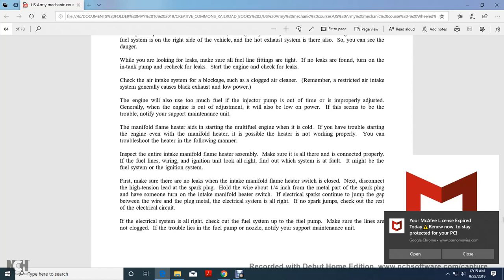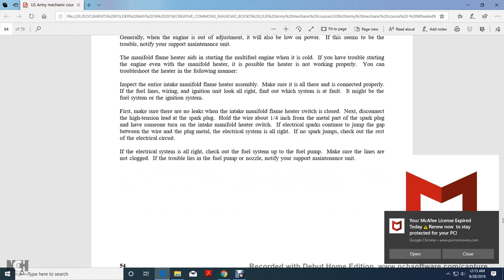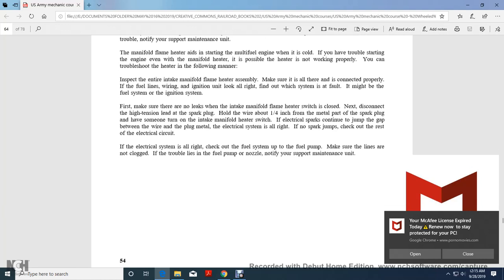If you have trouble starting the engine and the manifold heater is possibly not working properly, you can troubleshoot the heater in the following manner. Inspect the entire intake manifold flame heater assembly. Make sure everything is connected properly, including the fuel lines and wiring. Look for similar faults that might be in the fuel system and ignition system.